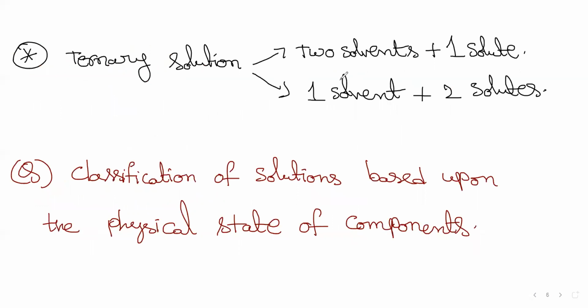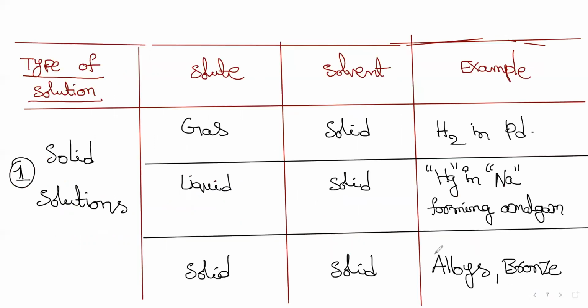So the ternary solution can be of two types. One is two solvents with one solute, or one solvent with two solutes. So these are the two types you can have. And now the next part is the classification of solutions based upon the physical state of the components. So there are three such types.